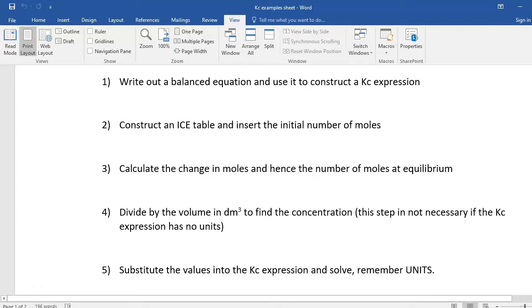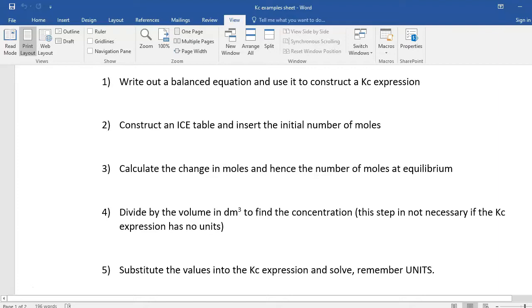So the first thing we're going to do is write out a balanced equation, and we're going to use that to construct a Kc expression. Remember, the Kc expression will change based on the equation, so it's important that we write that balanced equation first. We're going to construct an ICE table and insert the initial number of moles. We're going to calculate the change in moles and hence the number of moles at equilibrium.